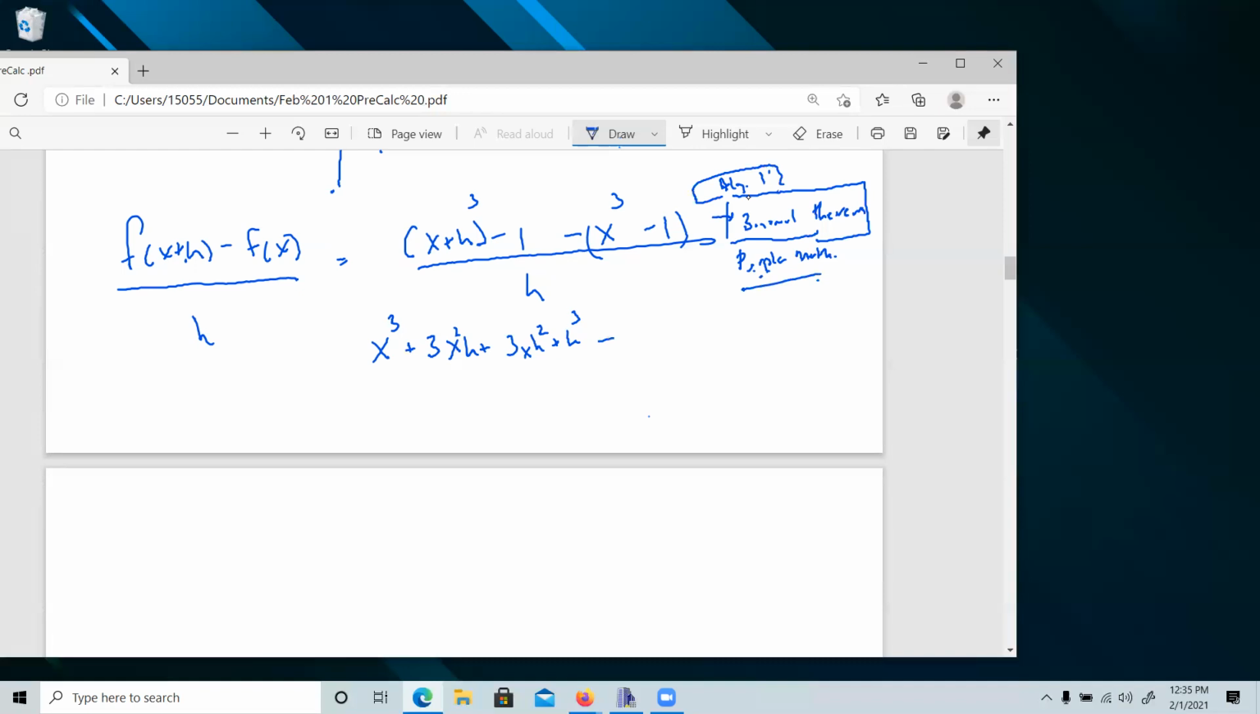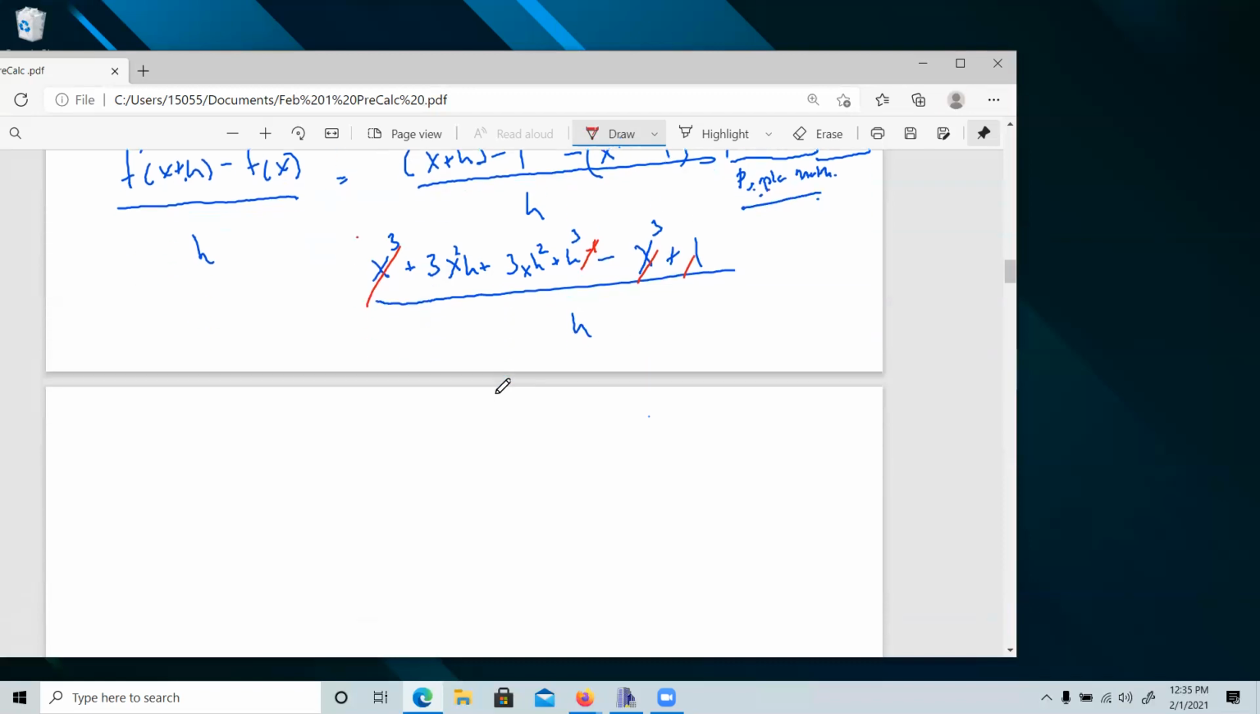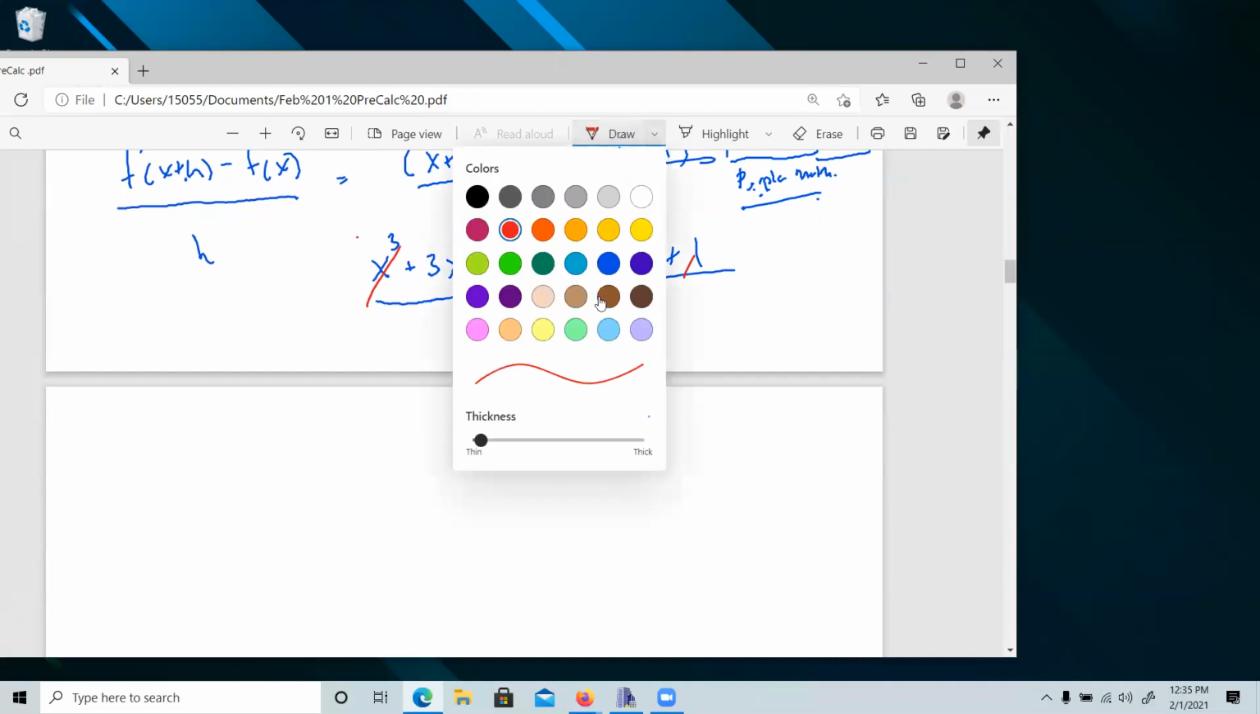Minus, okay, distribute the negative: x cubed plus 1, all over h, right? And now we have some stuff that cancels, don't we? It occurred to me that explaining binomial theorem and where to find it, there's a -1 here, sorry, I forgot that one. But that's all gone. Binomial theorem might take more time to find than it would have taken just to multiply it out. So that didn't help.